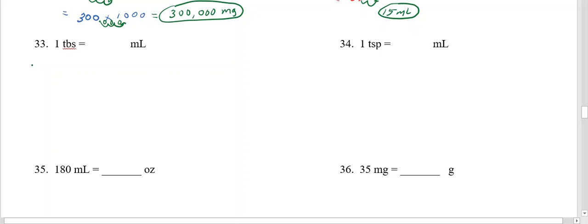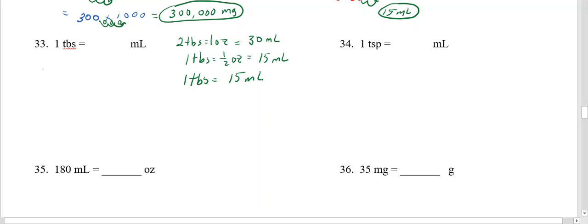Okay, we know that 2 tablespoons equals 1 ounce, which equals 30 milliliters. So if I divide each one of those by 2 to get 1 tablespoon, that's going to equal 1/2 of an ounce, which half of 30 is 15, so that equals 15 milliliters. So I can use the 1 tablespoon equals 15 milliliters.